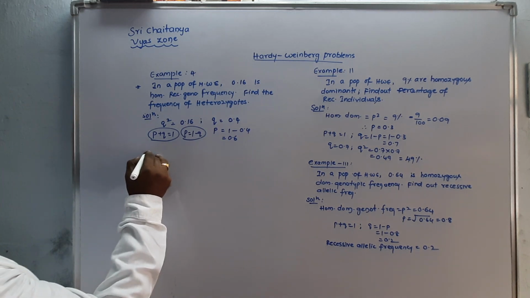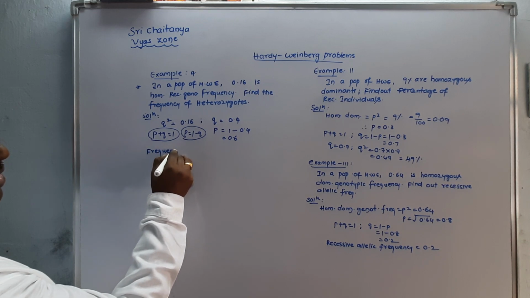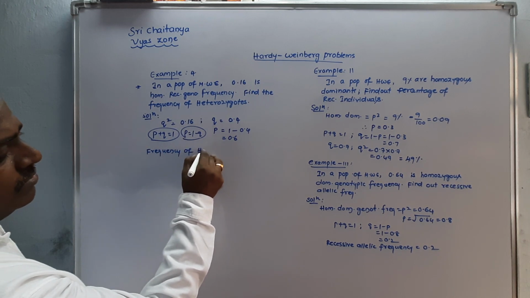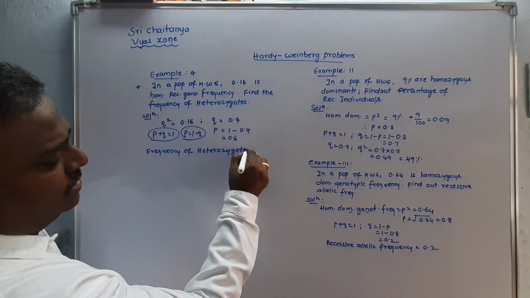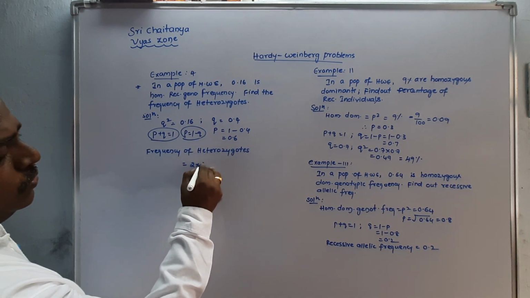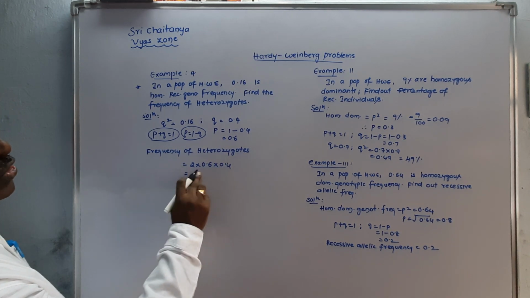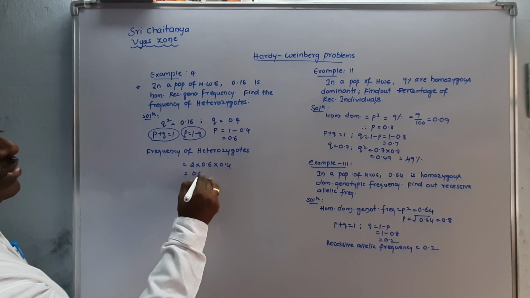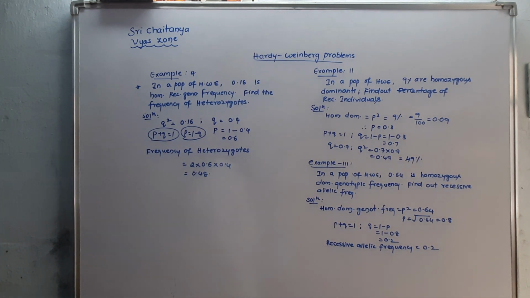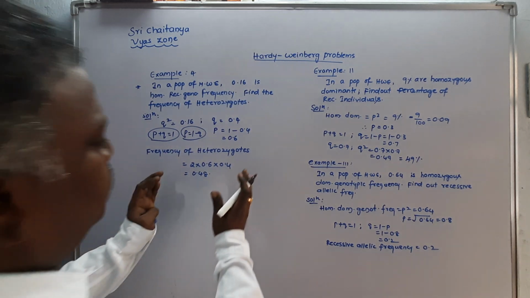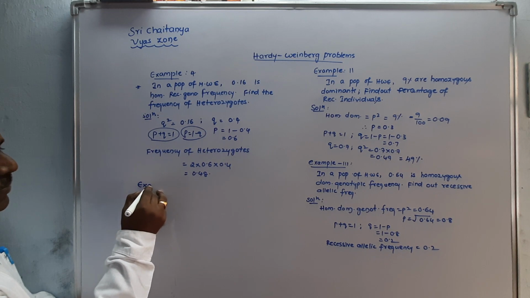Then they asked to find out the frequency of heterozygotes. The frequency of heterozygotes is equal to 2 into 0.6 into 0.4. 6 fours are 24, into 2 is 48. That is equal to 0.48, the frequency of heterozygotes, Nana, which is one of the most important problems. And the last model, let us discuss this.